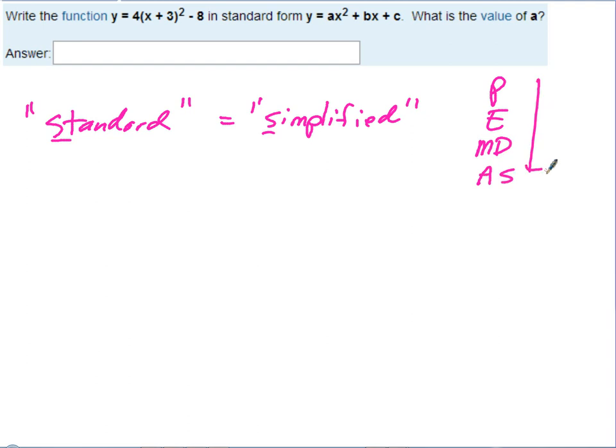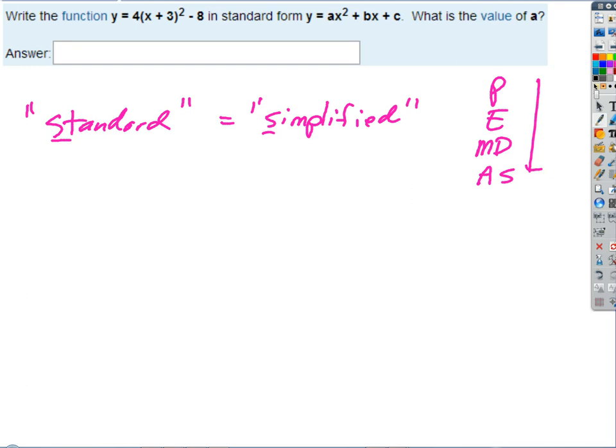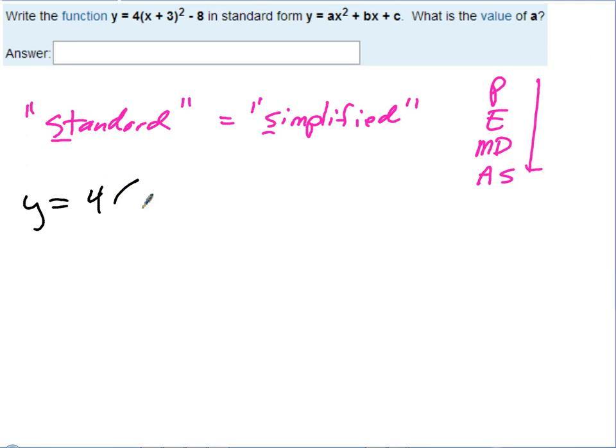Top down, right? So if I want to simplify this, and a lot of people had trouble with this, I do want to go through this one. So then we've got 4 times x plus 3 quantity squared minus 8. What's the first thing if we're working our way down that we have to do? It's normal order of operations. What comes first? Parentheses. Inside the parentheses, can I simplify anything? No. X plus 3 don't combine. They're not like terms. So we can check that one off and move on.